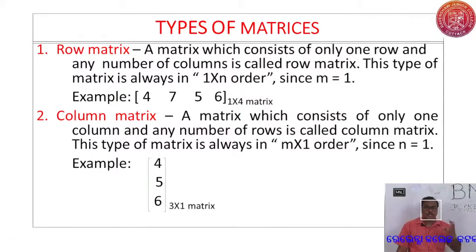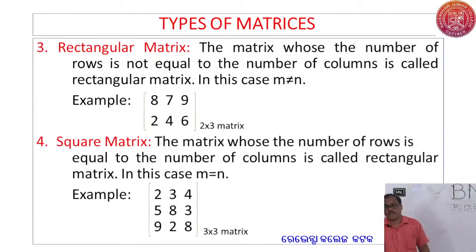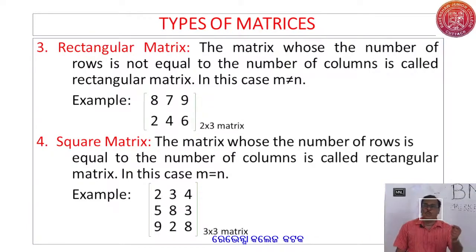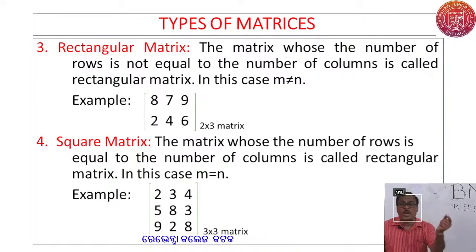Then the next slide comes to the next type of matrix, that is the rectangular matrix. In the rectangular matrix, the number of rows and columns must not be equal. So m is not equal to n.